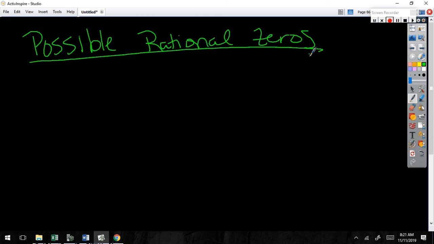Possible. So what happens if they don't give us a factor to start with or a 0 to start with? We have to come up with them on our own, and we have to test them, okay? So here's how we come up with them on our own. If we have this polynomial, let's say, we'll take that same one that we just did because it doesn't have a whole lot. Be an easy first example.